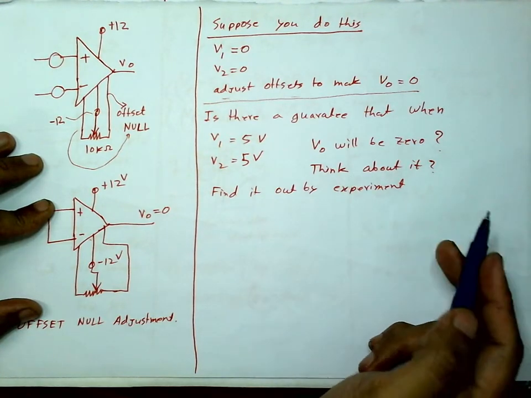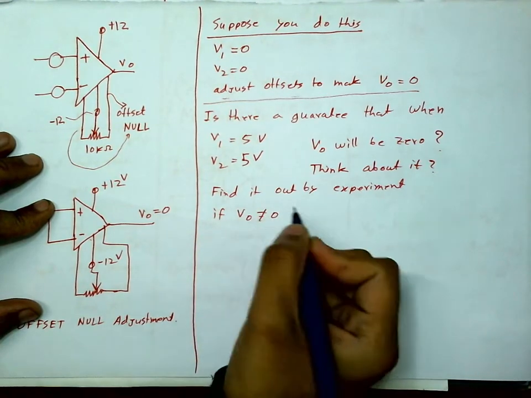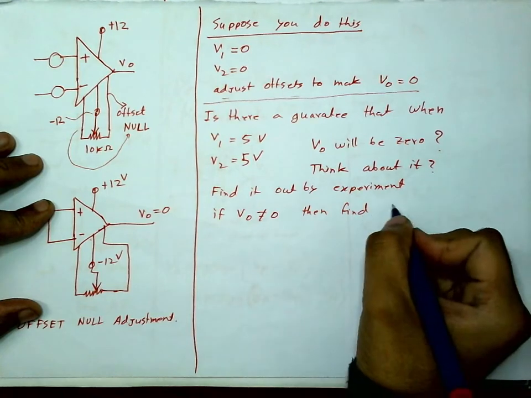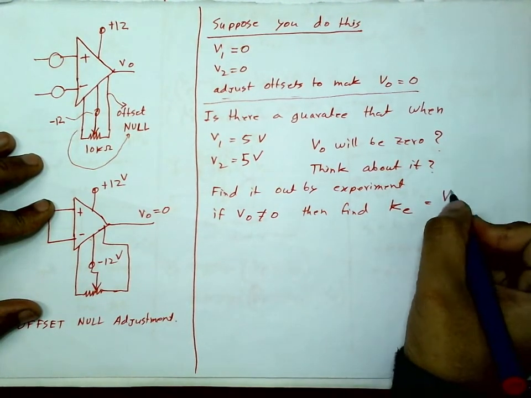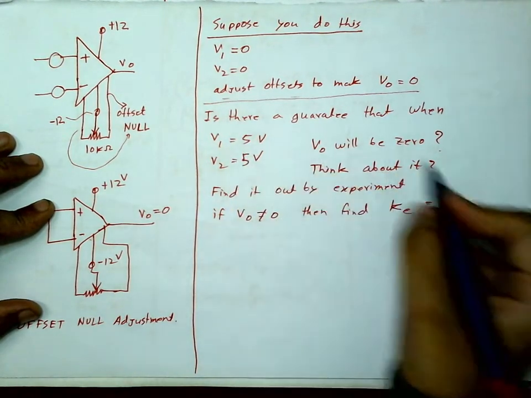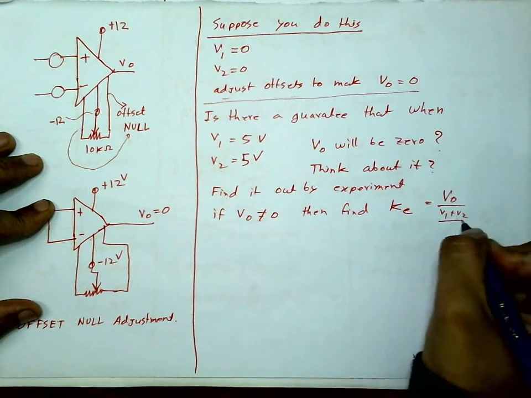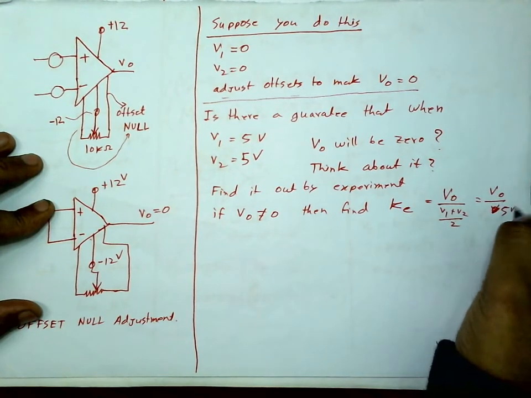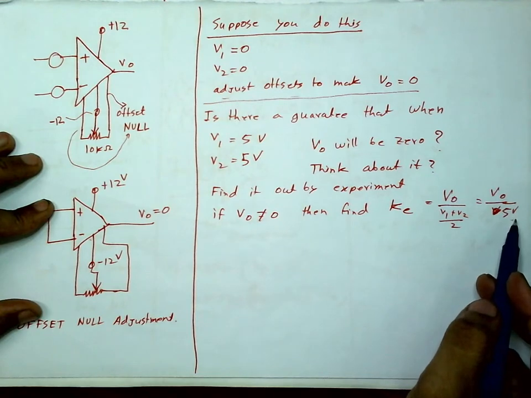If not, if VO is not equal to 0, then find the common mode gain Kc, which will be what? VO, which is not 0, divided by this (V1 plus V2) by 2, which is in this case 5 volt. VO by 5 volt. That will be the common mode gain when the common mode input is 5 volt.